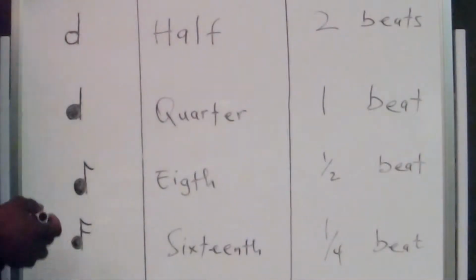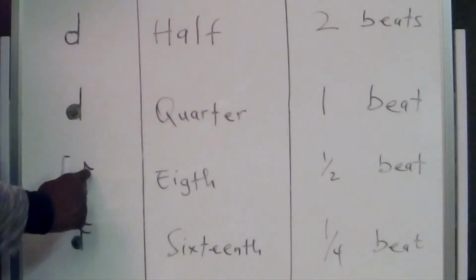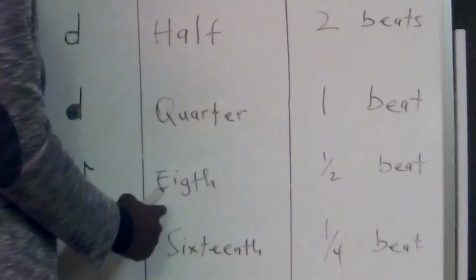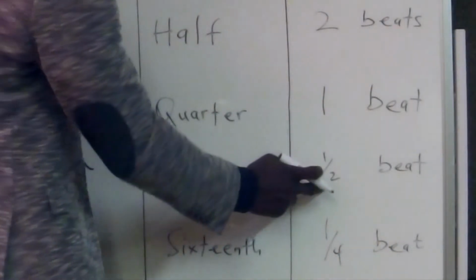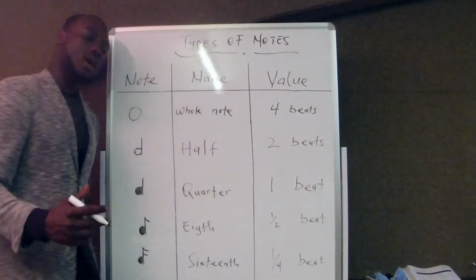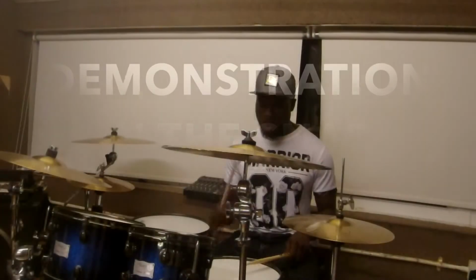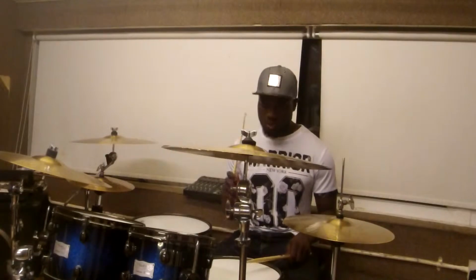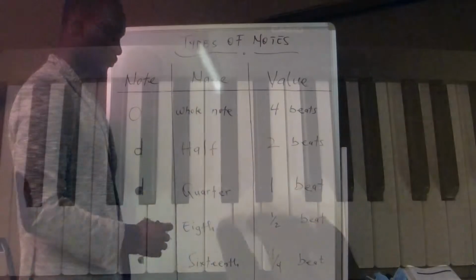Eighth notes. This right here looks like the quarter note, but it's got this little thing coming out. That tells us that it's an eighth note. An eighth note is worth half a beat. So in every single beat, you would have 2 notes. Then let me demonstrate this on the keyboard.